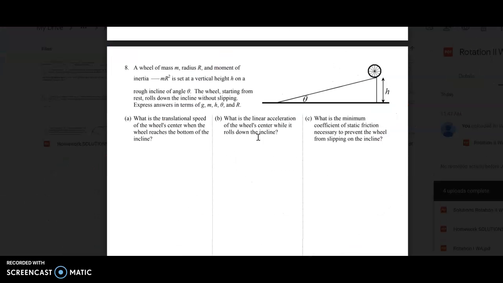Okay, so number 8, again, it's conservation of energy. You just have to look at the fact that the wheel is rolling and translating, so that's important. The middle one is kinematics. I would probably use that same thing. Watch out, though, the height.